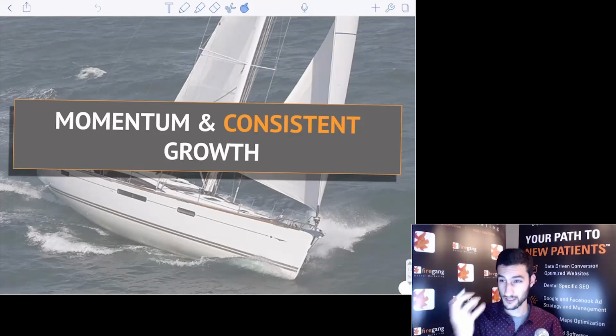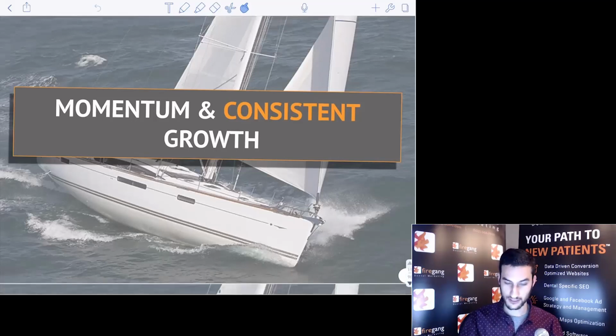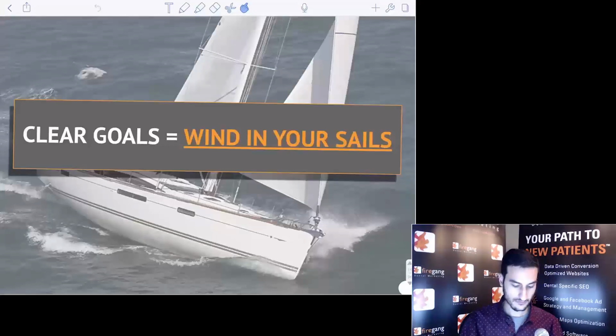So the best way to get on the right path is to set goals and take action. Put those goals visually in front of yourself, which will help create massive amounts of momentum for you and for your practice. Because clear goals are like wind in your sails. They're going to help propel you and push you forward towards whatever you'd like to reach.